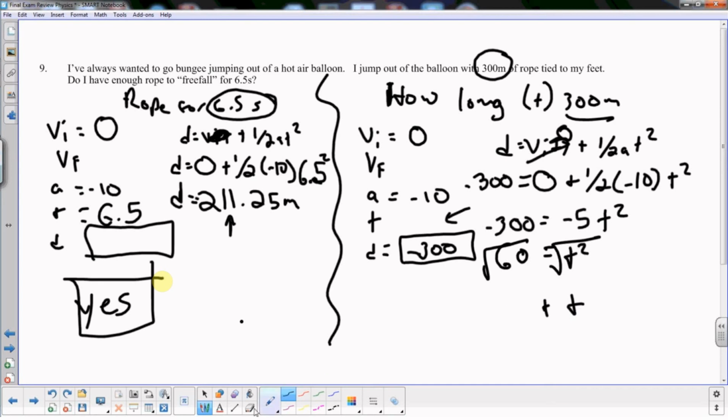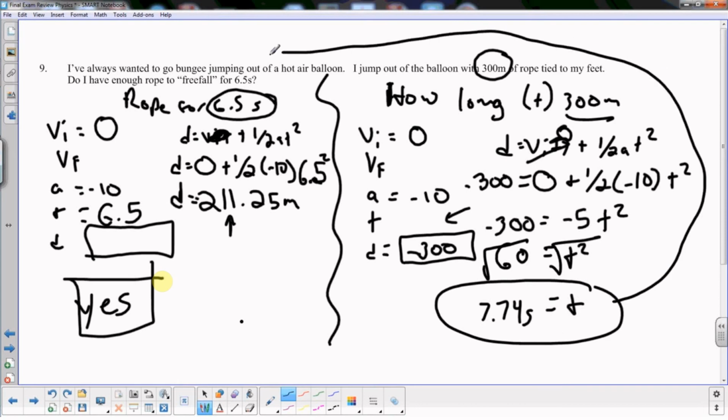And that is going to give us 7.74 seconds, which, if I wanted to jump out and fall for at least 6.5 seconds, I have more than that. I have about 1 3/4 seconds more free fall than I was hoping for. Bonus. Hope that helped. We are about a quarter of the way through, so this is good stuff.